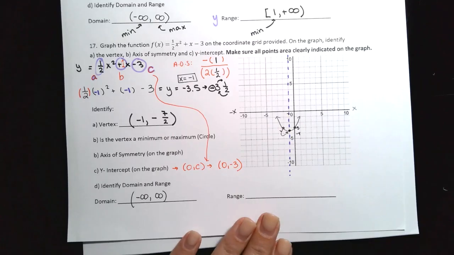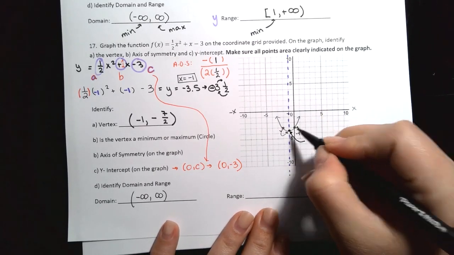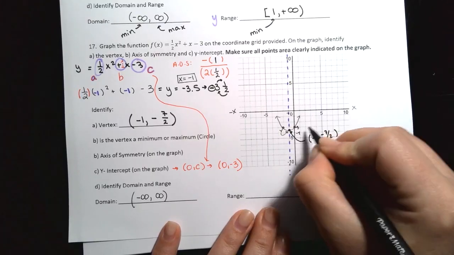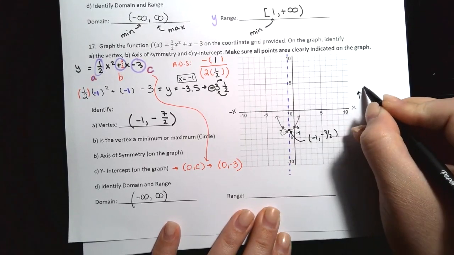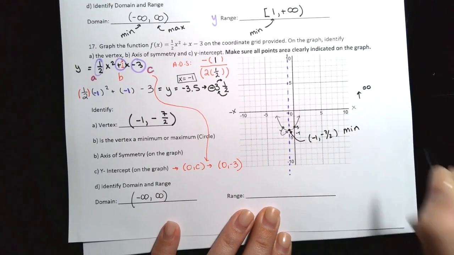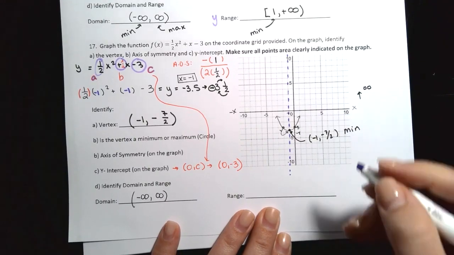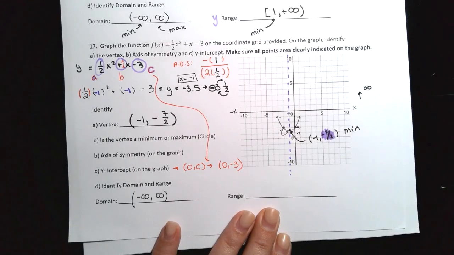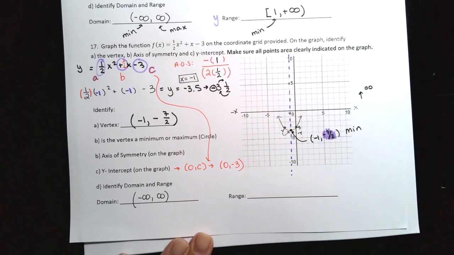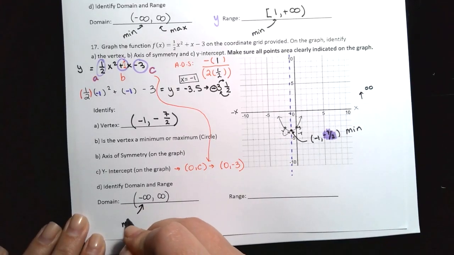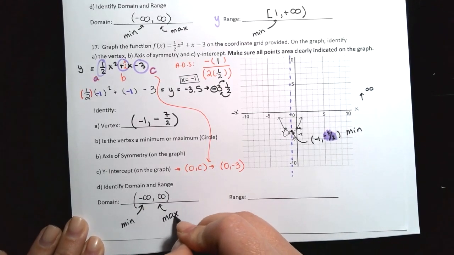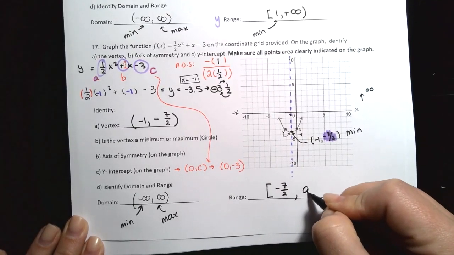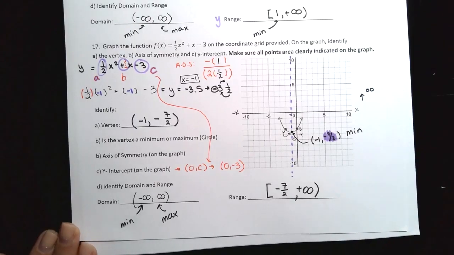The range, again, let's take a look. Do we have this vertex point at negative 1, comma, negative 7/2? Is this a minimum or a maximum? Well, since we're going up with our arrows towards infinity, this does end up being a minimum value. And since we have a minimum value, we write minimum on the left and maximum on the right. Minimum is now in brackets, negative 7/2, comma, our maximum is going all the way up to positive infinity, parentheses.